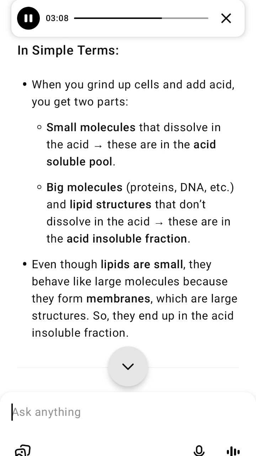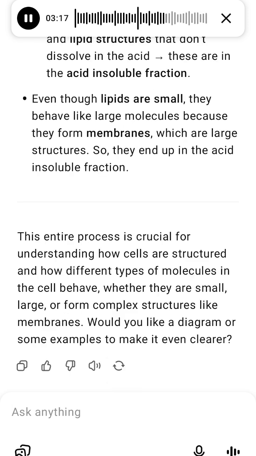This entire process is crucial for understanding how cells are structured and how different types of molecules in the cell behave, whether they are small, large, or form complex structures like membranes.